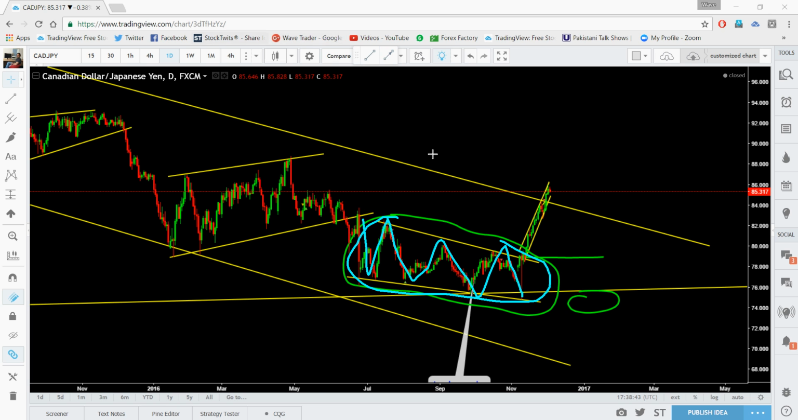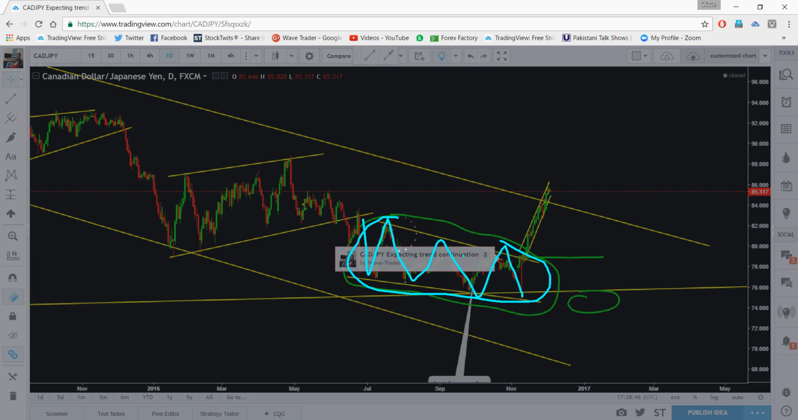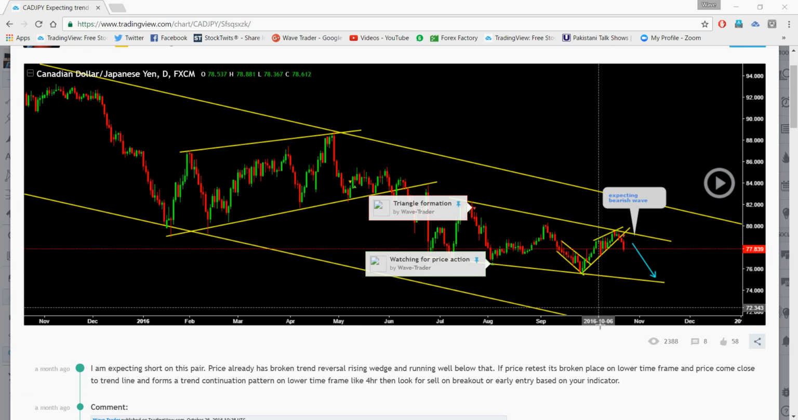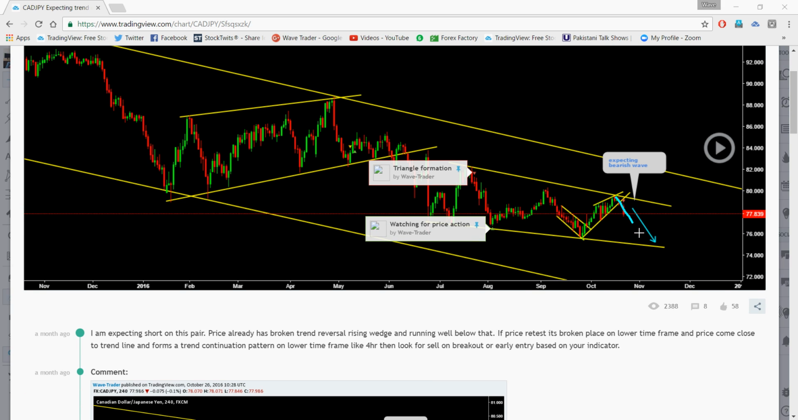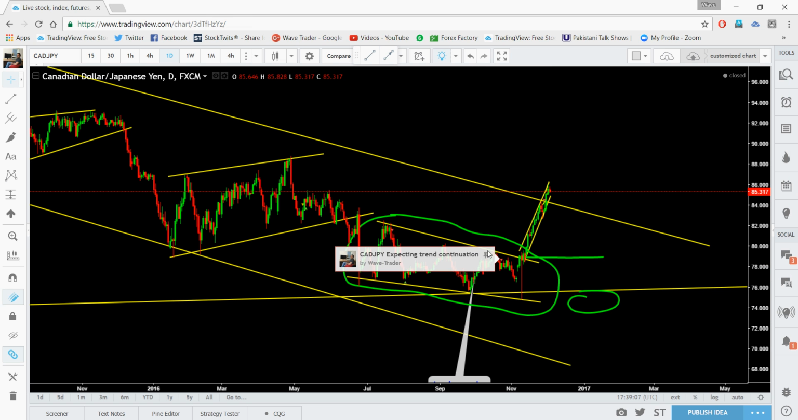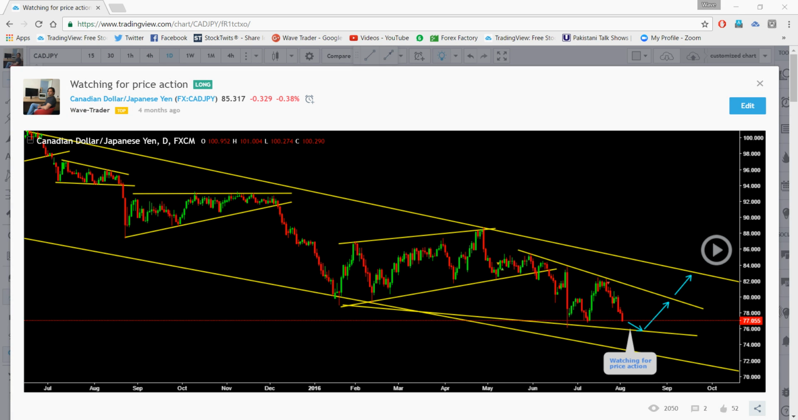Okay, so the last idea we posted here on TV was this. This was the idea. We were anticipating that price was going to hit this place. We know that this was a trend reversal pattern. And if we look at the previous idea here, you can see that when this pattern wasn't completed and was running into this, I was anticipating that price would rise and break through to the upside up to this level.